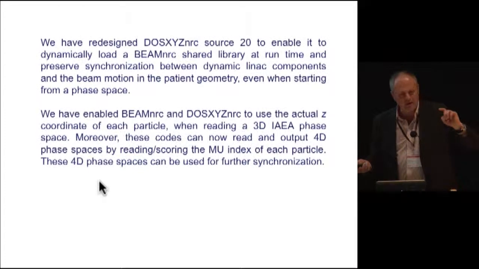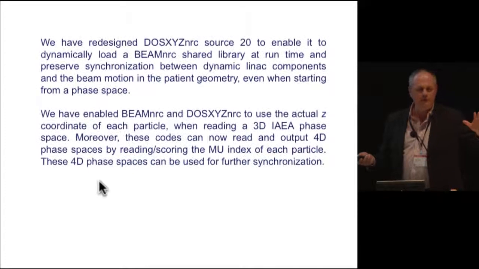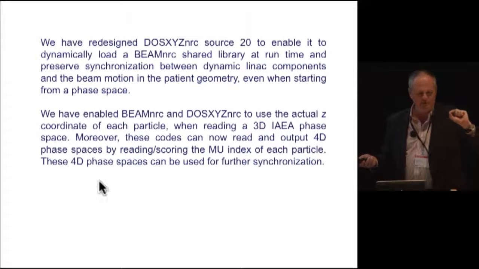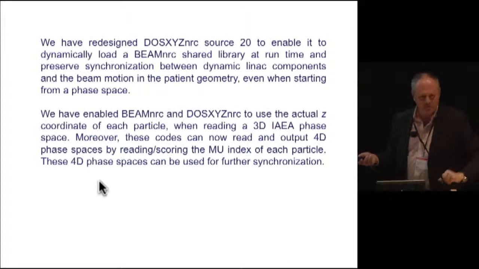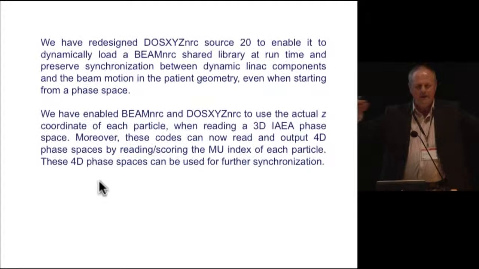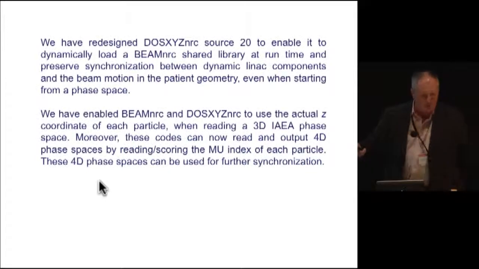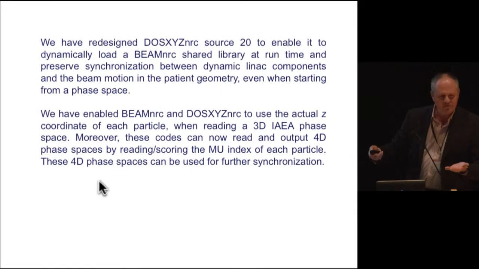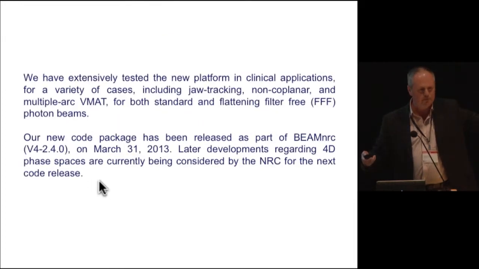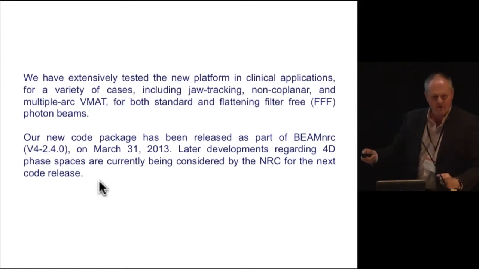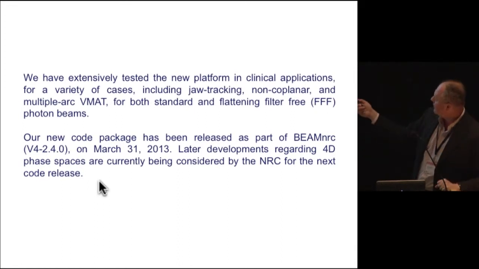And what do I mean by a 4D phase space? 3D because it has X, Y, Z for each particle, but also it has the MU index for each particle. So that's why it's a 4D phase space. So you can take a dynamic JAWS, dynamic MLC, score a phase space, and that time information will be preserved. You can put it in your computer and use it next week in DOS-XYZ, and you'll get the correct result because the time information is written for each particle.